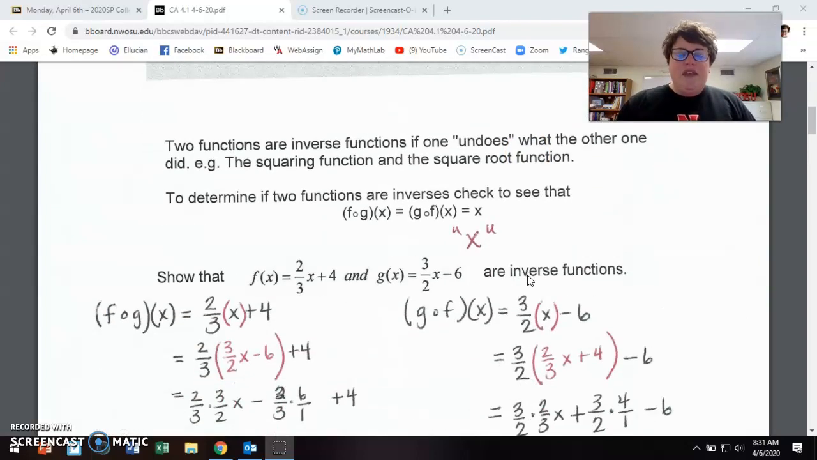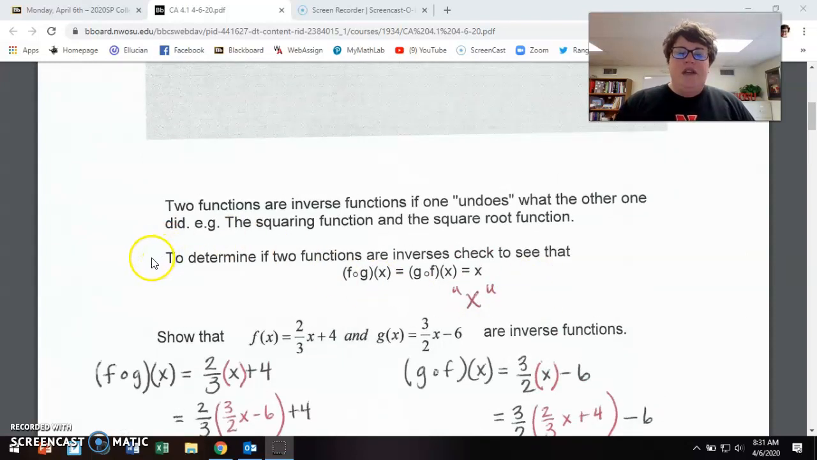Now, if you're given 2 functions, you can determine if they are inverses of each other by doing our composite functions from chapter 2. So f composed of g, g composed of f. If you do both of those and they both equal x. Now, let me be very clear. It's not that they both equal the same thing. It's that they both literally equal x.